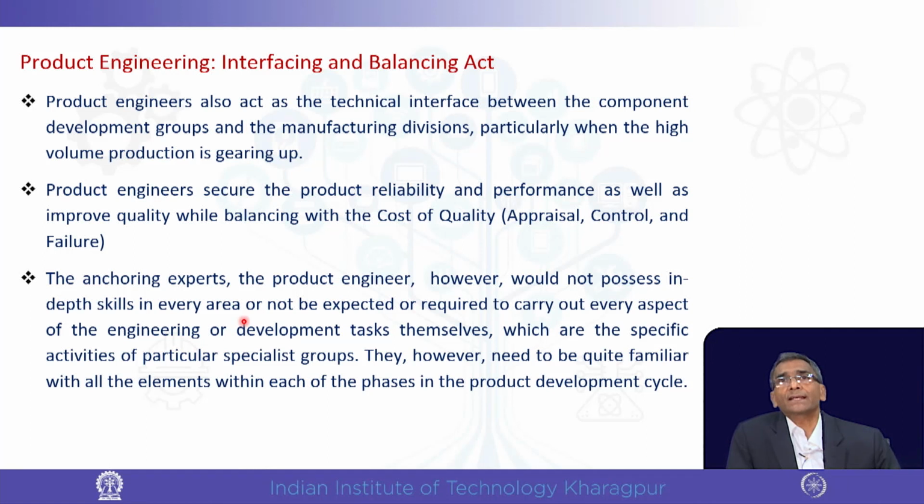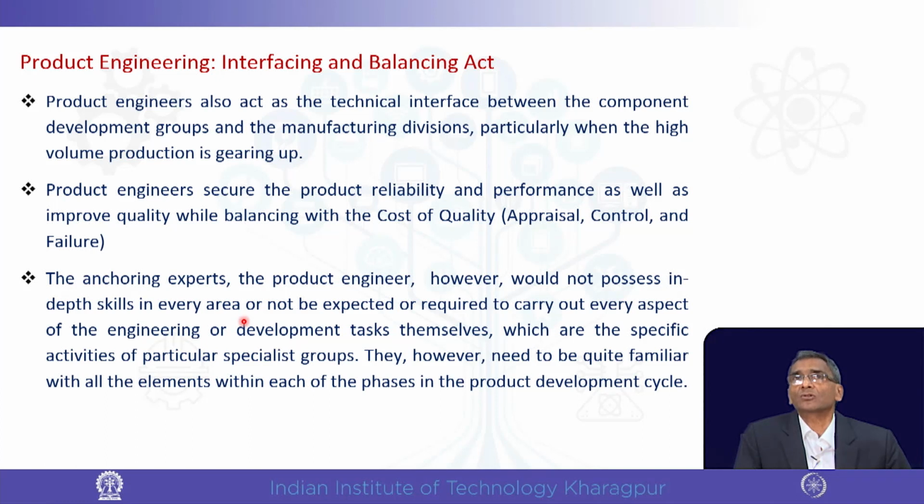And the extended role is interfacing and balancing. Product engineers also act as the technical interface between component supply or component development and the production division, which is actually mass manufacturing it. So, these two aspects are brought together. The manufacturing and design are seamlessly integrated through product engineering activities. Product engineers secure the product reliability and performance as well as improve quality while balancing with the cost of quality. Cost of quality is a very important term: if the quality is bad, then cost goes up.